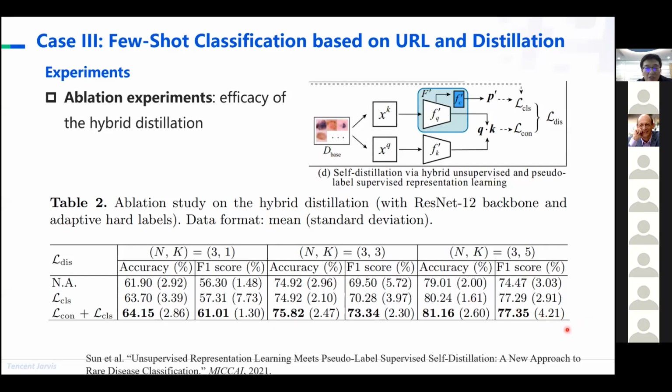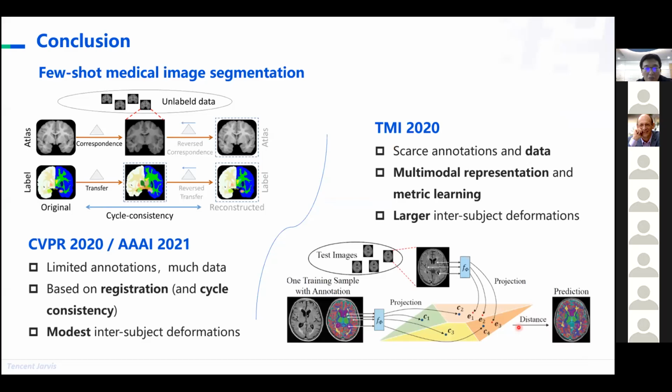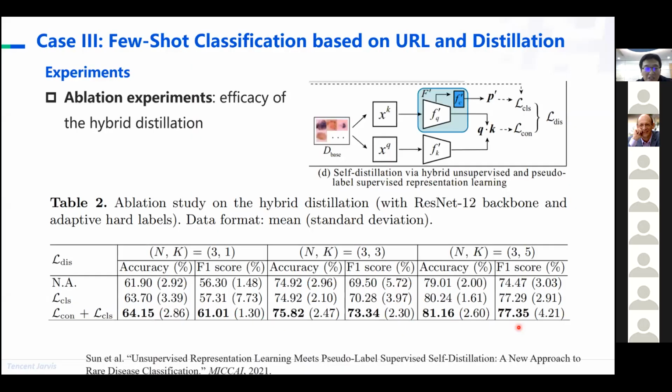Then when distilling with the proposed hybrid loss, we achieved further appreciable improvements. And actually, this is the best performance in this work. We conjecture that this is because the contrastive loss helps avoid overfitting to the support set of the rare diseases, which may be affected by noise and bias due to small size. So this hybrid setting is actually effective.